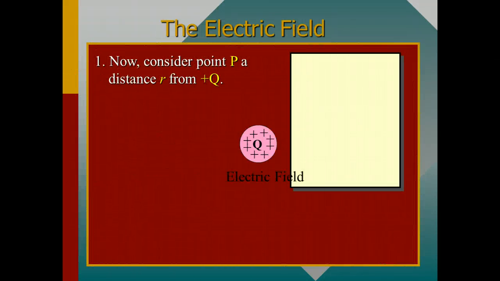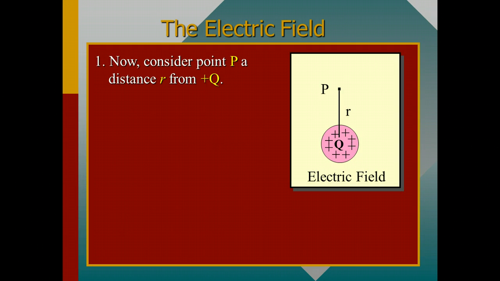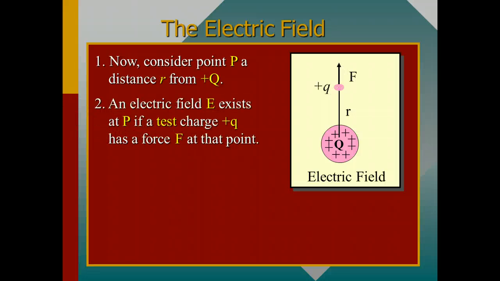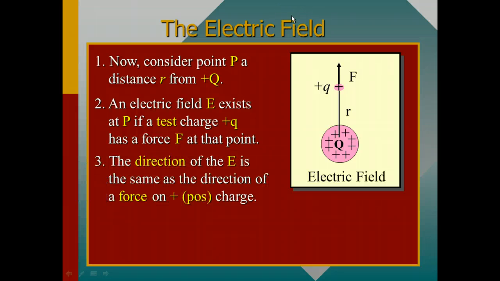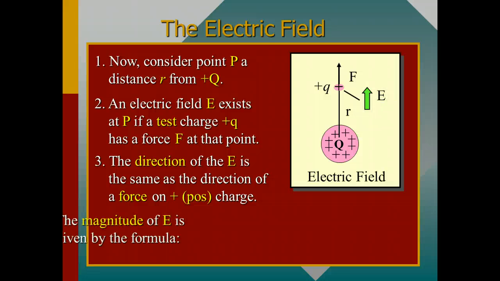The similar concept with electric field is if we had a positive point charge, big Q, and we were considering a point P that was distance r from point Q. If we put a positive charge at point P right here, it would feel a force F that would point up. Because that force F exists, we know that there must be an electric field there. So the electric field exists at point P if the charge has a force. The direction of the electric field is in the same direction as the force on a positive charge. That's really important. So our electric field is up at this location.